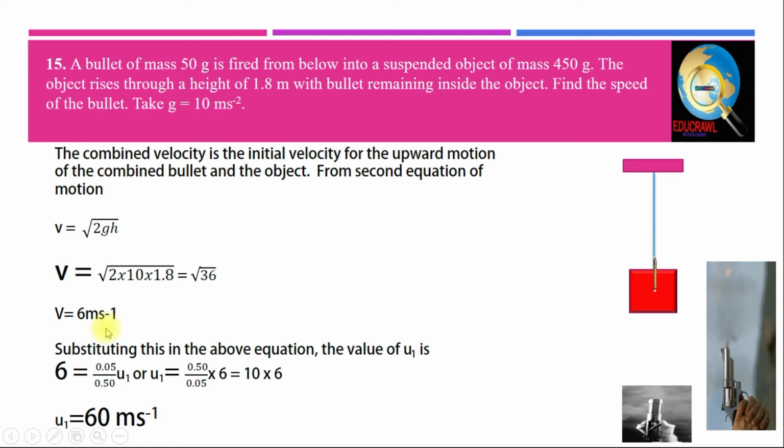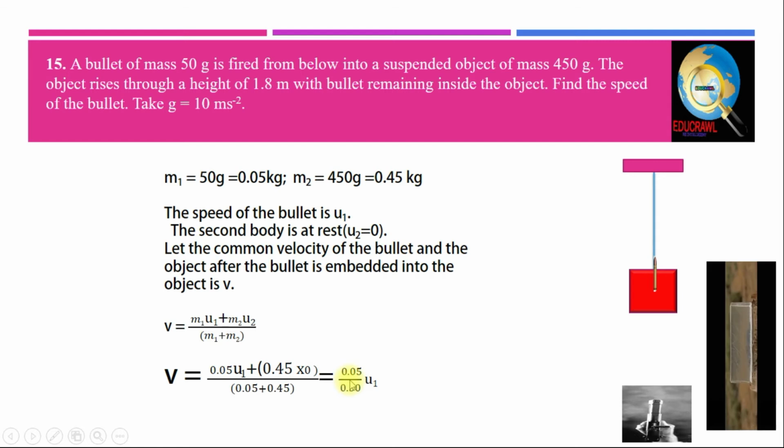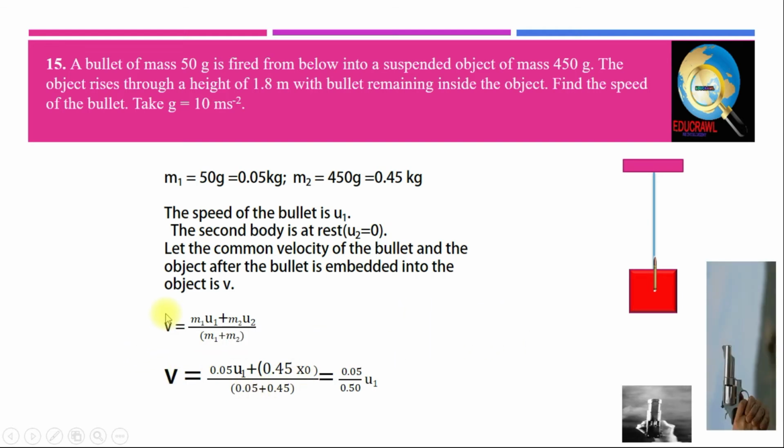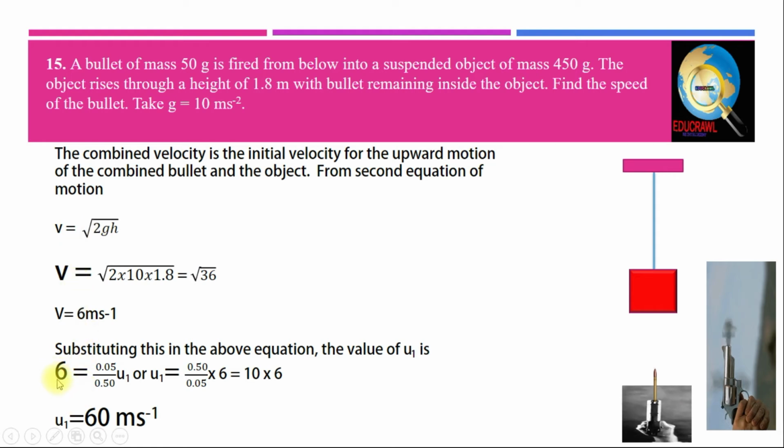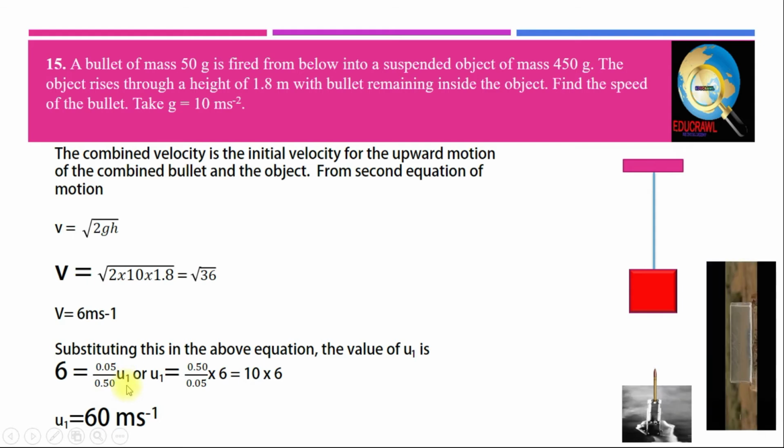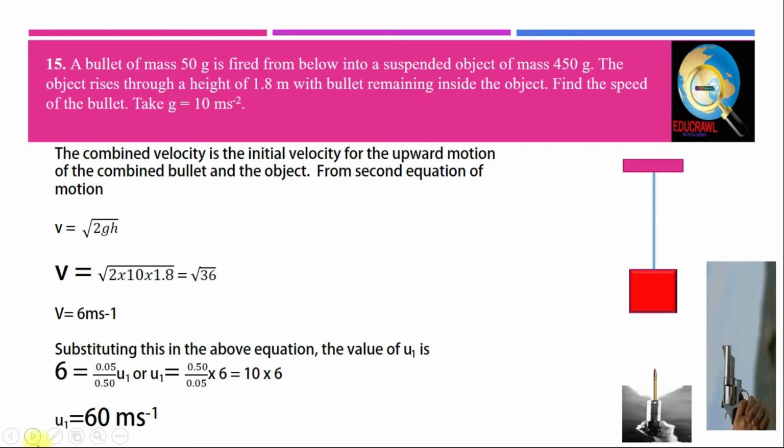Already in the first derivation, we have got the combined velocity V is equal to 0.05 divided by 0.5 u1. Now the combined velocity V we have got as 6. So substituting that value in this equation, 6 is equal to 0.05 divided by 0.5 u1. We need to find the value of u1. So u1 is equal to 6 into 0.5 divided by 0.05. Further simplifying, you will get the value of u1 as 60 meter per second.